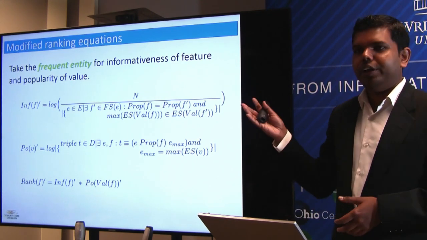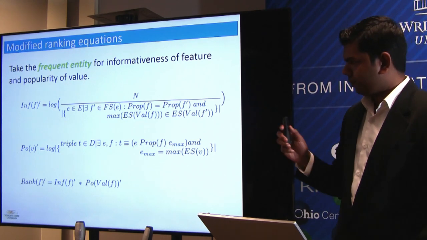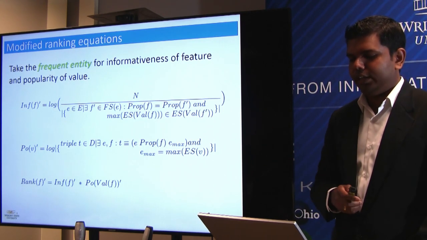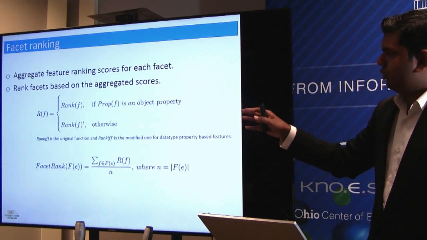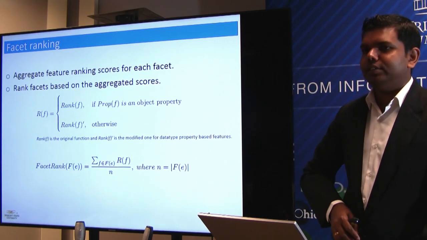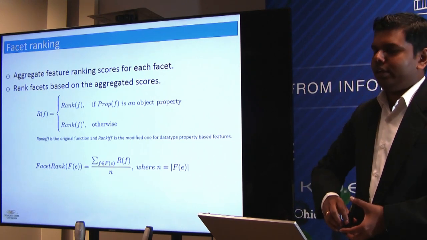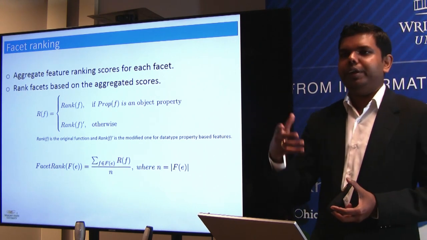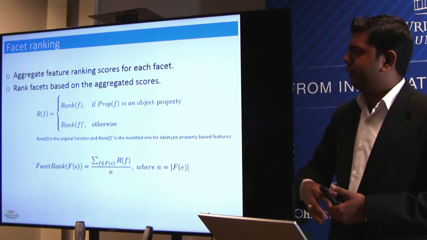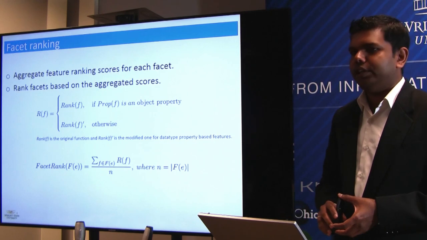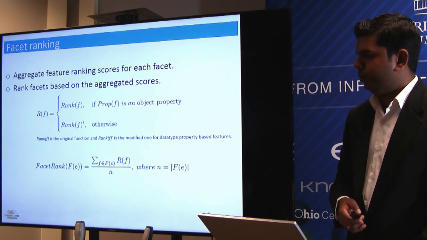So I'm not going into details, but we can come back if we have questions. This is the modification to the ranking that we do. And we also rank facets. Dr. Keke Chen's question was that earlier the picking of the groups was random. We take the average scores for each facet, and then we have a ranking mechanism for groups here.